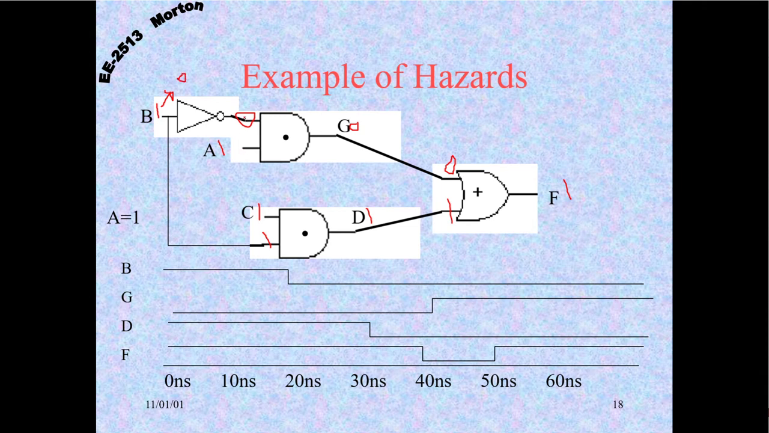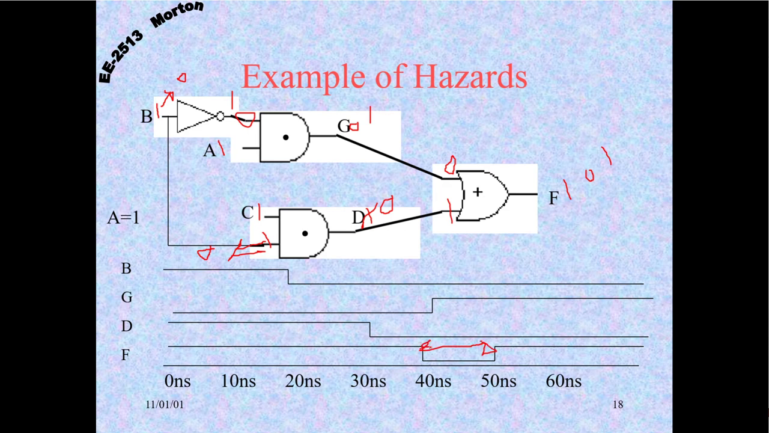Does this instantly become 1? No, it doesn't. It takes 10 nanoseconds. But what happens down here? Yes, this instantly goes to 0. So 10 nanoseconds later, this goes to 1, but 10 nanoseconds later, this D goes to 0. This is still a 0. So now, 10 nanoseconds after that, F becomes a 0. But at that time, G becomes a 1. So 10 nanoseconds later, F goes back to 1. So that gives us this little 10 nanosecond pulse here.